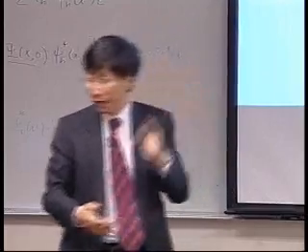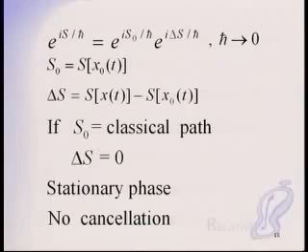But if I take a path that is classical, I take the central path to be classical, then delta S, that is the difference in the path between the red line and the neighboring green lines, would be, at least to first order, 0.